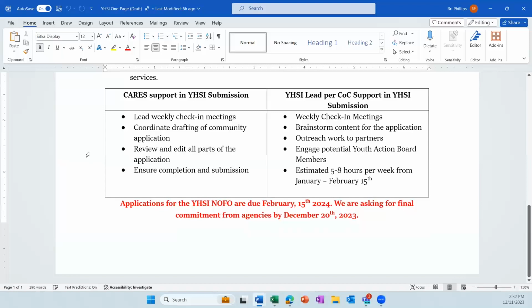The application for the YESI NOFO is due February 15th of 2024, and we are asking for final commitment from agencies by December 20th so that we know who is interested in participating in this grant.